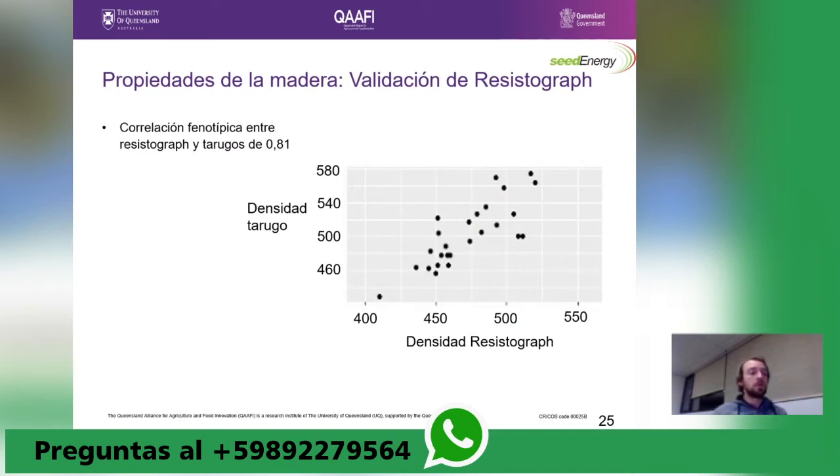Resistograph, as a newer tool, has reported accuracy estimates for other eucalyptus species and pines, but not for Danii. So the first step was to validate its usage by comparing the phenotypic correlations of samples taken on the same trees. You see here we took about 30 samples and we got a correlation of 0.81, which is strong and similar to other reported estimates.